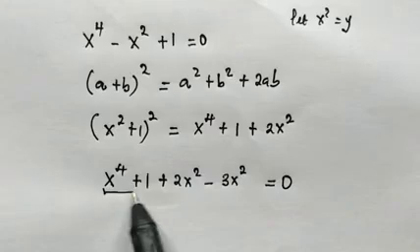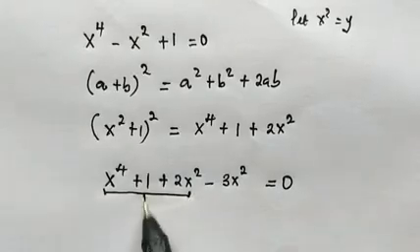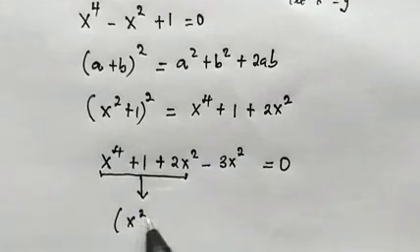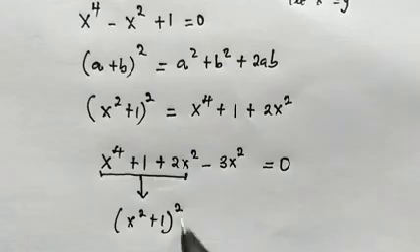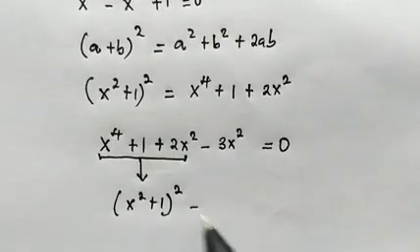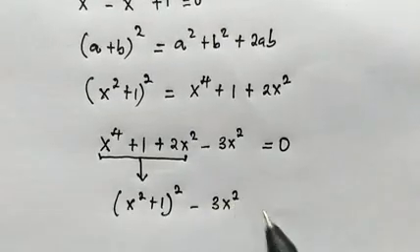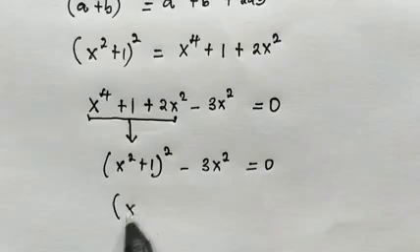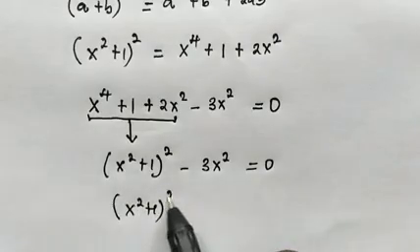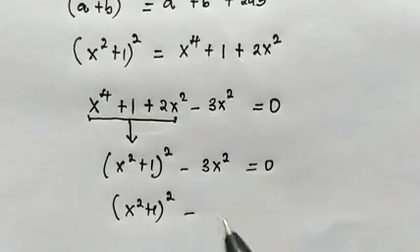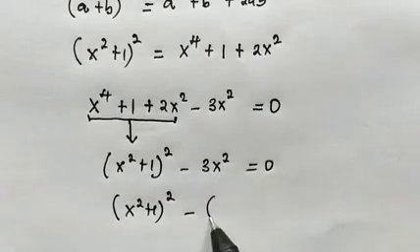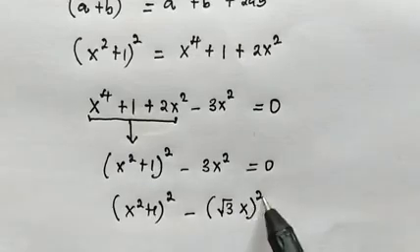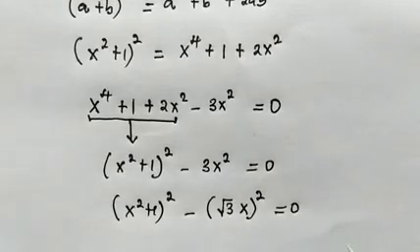Now this part here is exactly the expansion of this binomial, x squared plus 1 whole squared. Then we have minus 3x squared, this is equal to 0. So from here now we have x squared plus 1 whole squared minus, here we can write this 3x squared as square root of 3 times x whole squared, and therefore this is equal to 0.